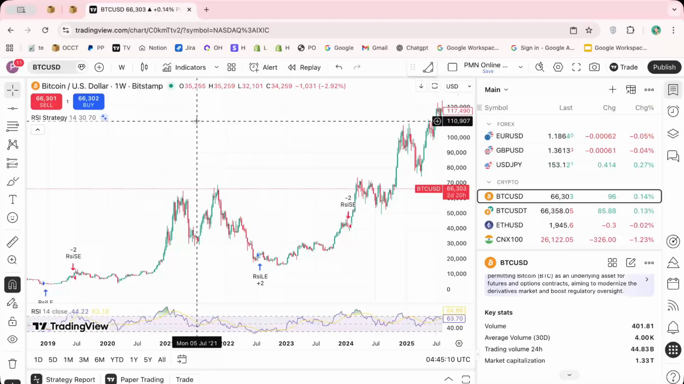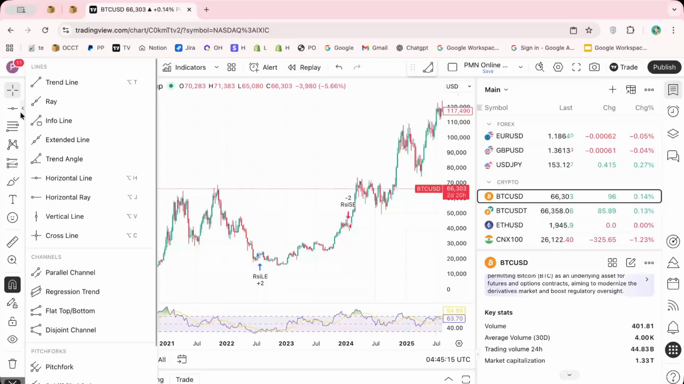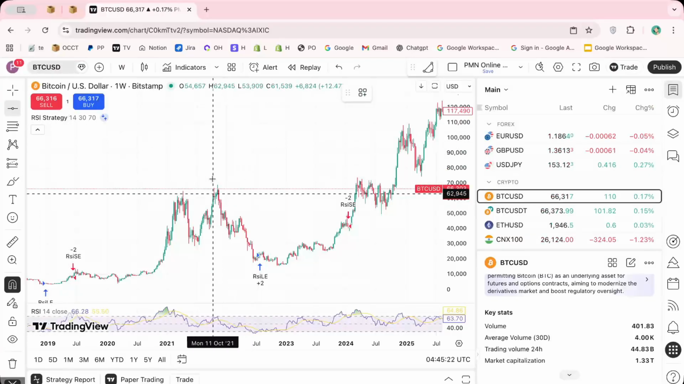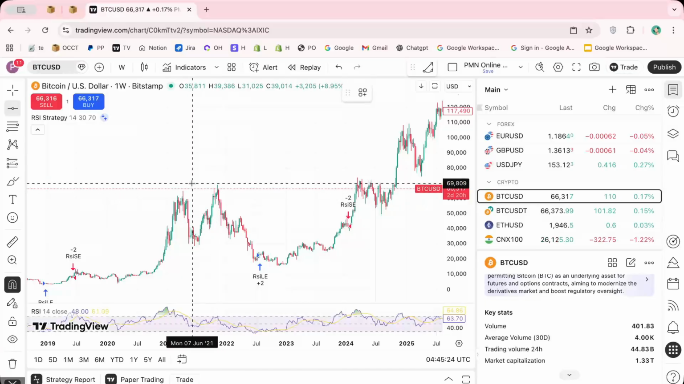Imagine this. You're looking at your chart, and you've pinpointed a price level you want to mark. The first step is to hover your mouse over this specific price level. This step is crucial because aligning your cursor to the precise point ensures accuracy in your analysis.